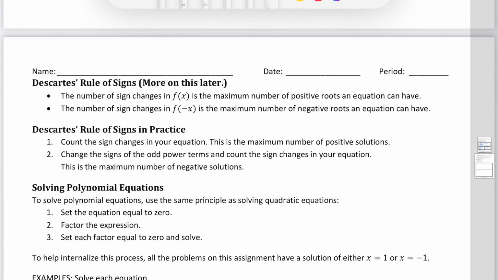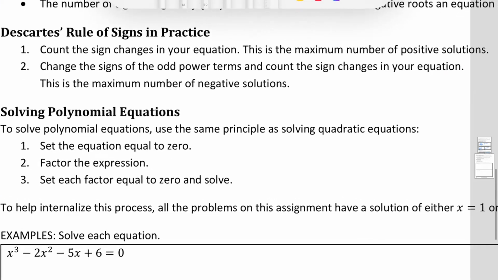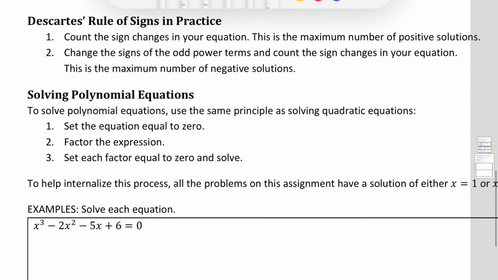So here's the way that we put it into practice. You count the sign changes, change the odd powers, count them again, and it gives you an insight into how many solutions you're likely to find. And notice that it says more on that later, so let's not get too involved with that now.